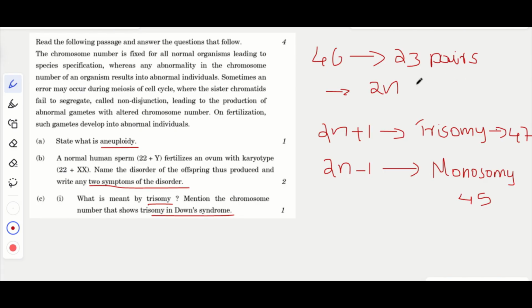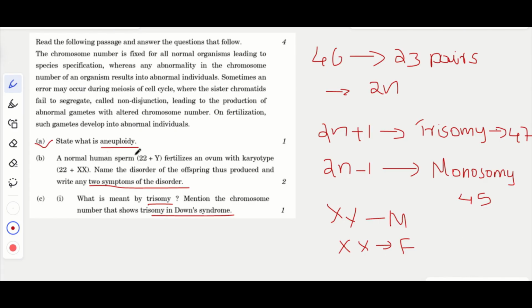And you might already know that in these 23 pairs, 22 will be autosomes and one pair will be for sex chromosomes, right? And in each pair, one chromosome will be from the father and another one from the mother. And these 22 pairs determine the characteristics, right? Your eye color, your hair type, your height, all these things will be decided by these autosomes. And the sex chromosomes, if it is XY, it will be a male. If it is XX, it will be a female, right? These are the basic informations.